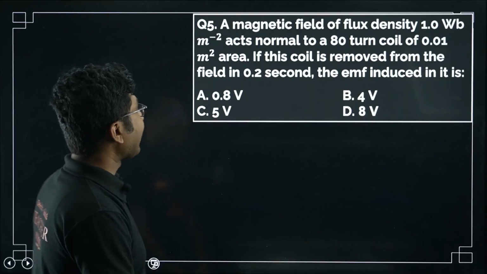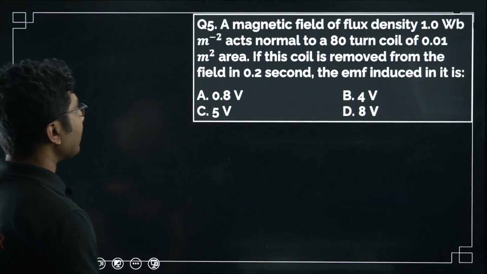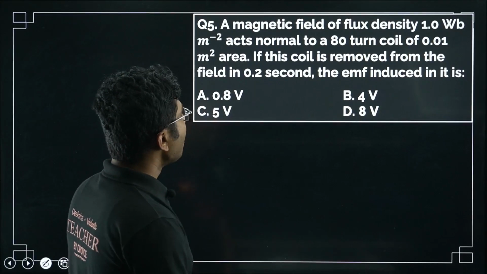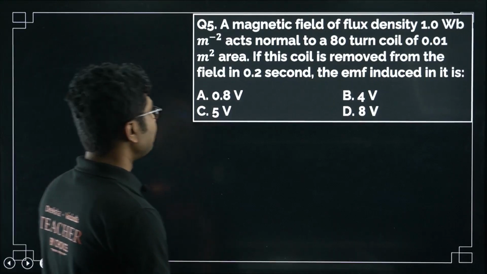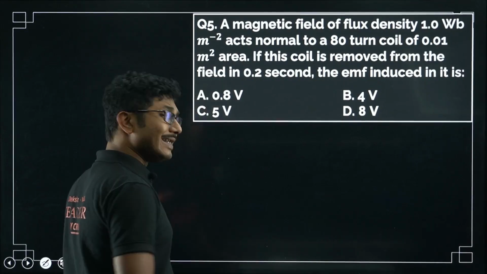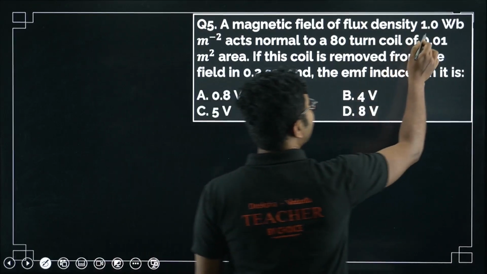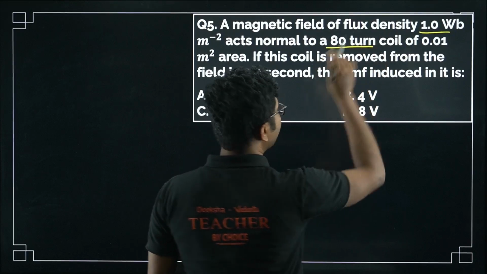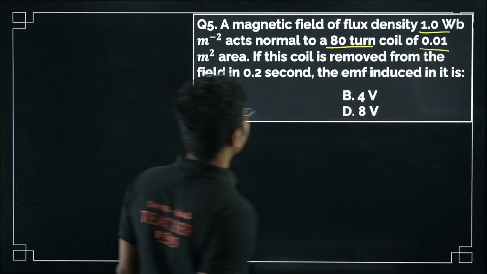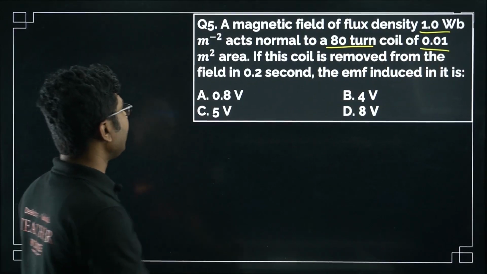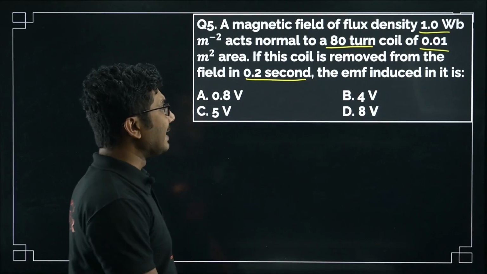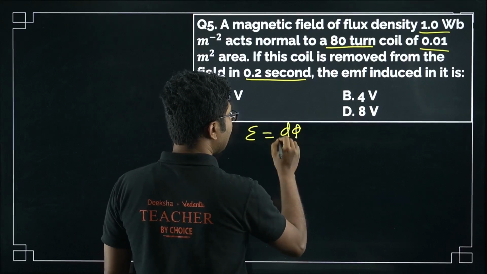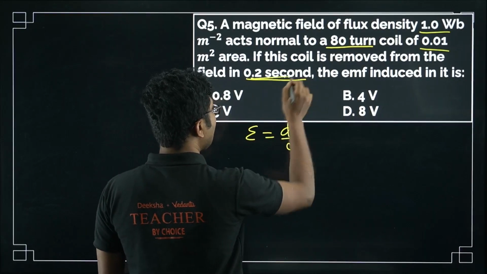Next question. A magnetic field of flux density 1 Weber per meter square acts normal to an 80 turn coil of 0.01 meter square area. So the flux density is given. Flux density means magnetic flux per unit area, and the number of turns is given, the area is also given. If this coil is removed from the field in 0.2 seconds, then the EMF induced in it. Obviously the EMF induced is d phi by dt. Right, dt is given as 0.2 seconds. We have to find d phi.